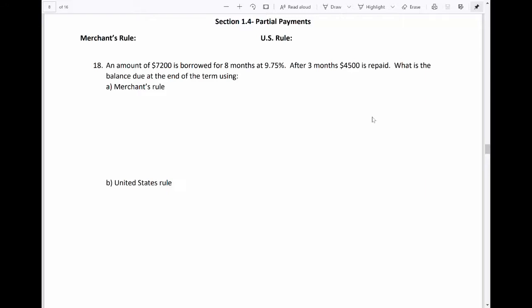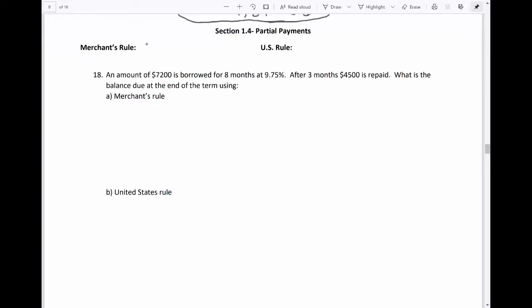The first one is called merchant's rule, and what this means is that we have our timeline. So we have our loan, and then payment number 1, and then maybe payment number 2, and then we go all the way in, so we'll say the last payment. With merchant's rule, all of these get moved to the end. This one moves all the way down to the end, this one gets moved down to the end, and the second payment gets moved down to the end. And then from there we make our equation of value and we deal with it.